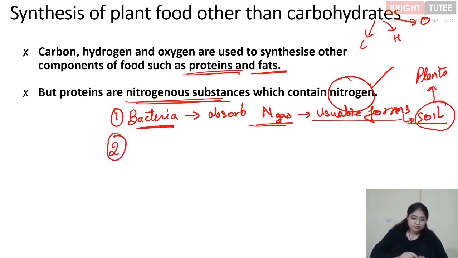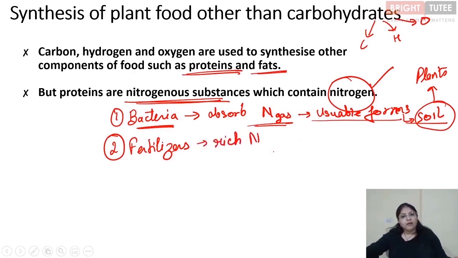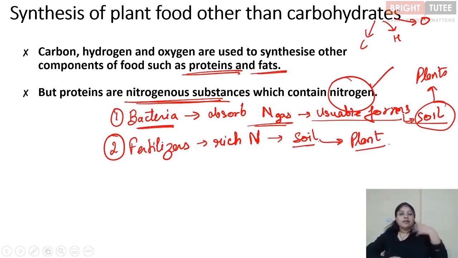Another way in which the requirement of nitrogen of the plant is fulfilled is by manual help. That means by adding fertilizers that are rich in nitrogen, right? And these are added to the farms. The farmers usually use these fertilizers, and because these are added in the soil, the plant will take up this nitrogen along with the water, right? So the nitrogen gets mixed into the water and the plants take it up along with the water. So in this way, plants fulfill their requirement of nitrogen and other different constituents, and they make other kinds of food apart from carbohydrate, that is protein and vitamins, right?